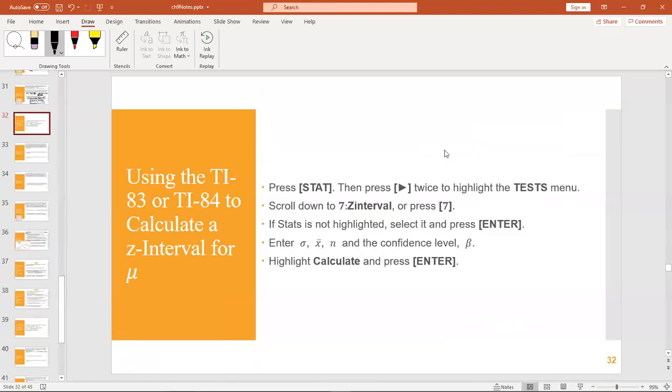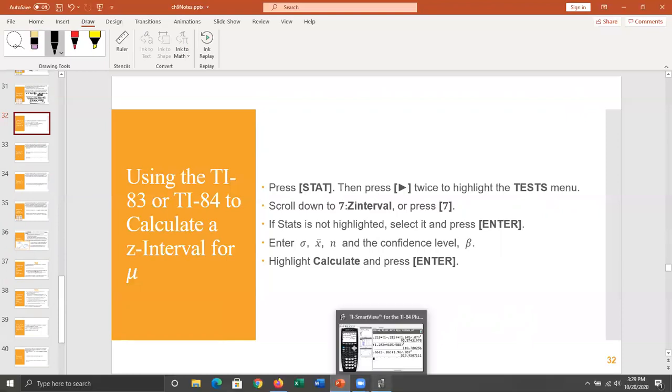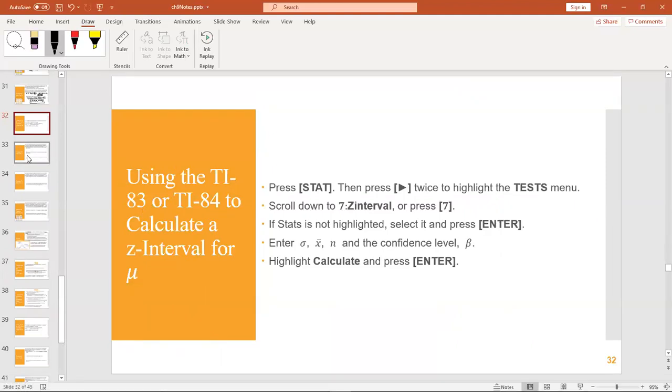In the calculator, we're going to go to Stat, go over to Tests, and if we're interested in doing a Z interval, we're going to pick option 7, which is where the Z intervals live. We're going to enter the sigma, the X bar, and the N. We also need to make sure Stats is not highlighted, because you can actually calculate things directly from a list of statistics, which we'll get to later. But here we're just dealing with the aggregated results.